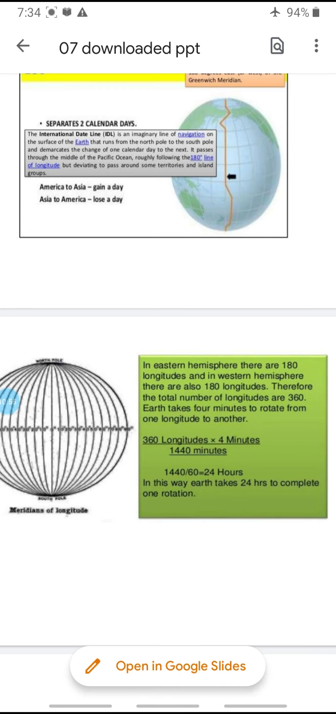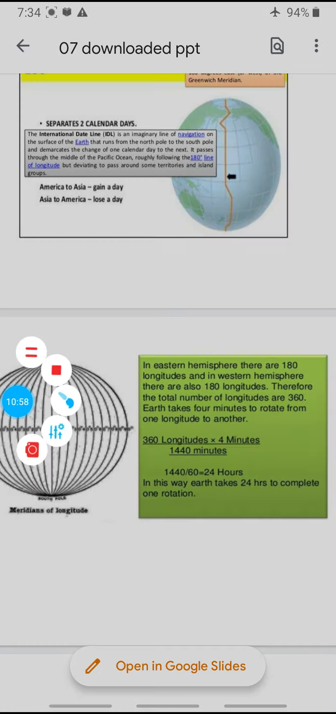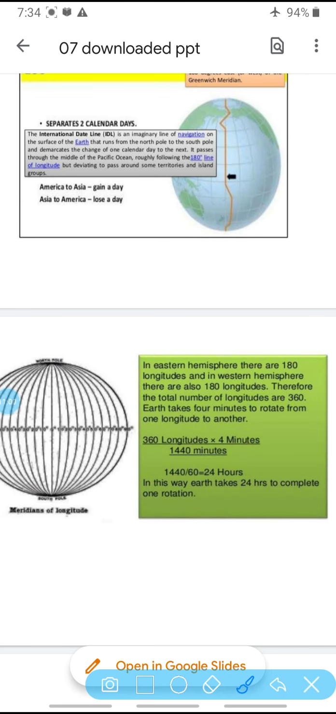This is the way. What is said: 360 longitudes multiplied by 4 minutes will come to 1440 minutes. Then we divide 1440 minutes by 60 because there are 60 minutes in 1 hour. So what will come? 24 hours. It means the earth rotates on its axis and completes one rotation within 24 hours. So that is the completion of day and night.